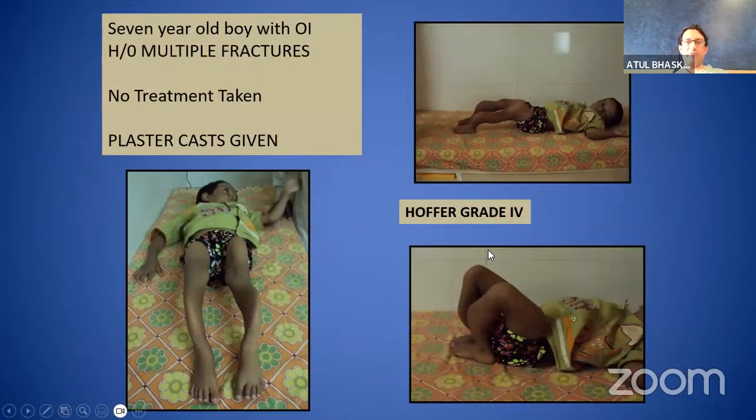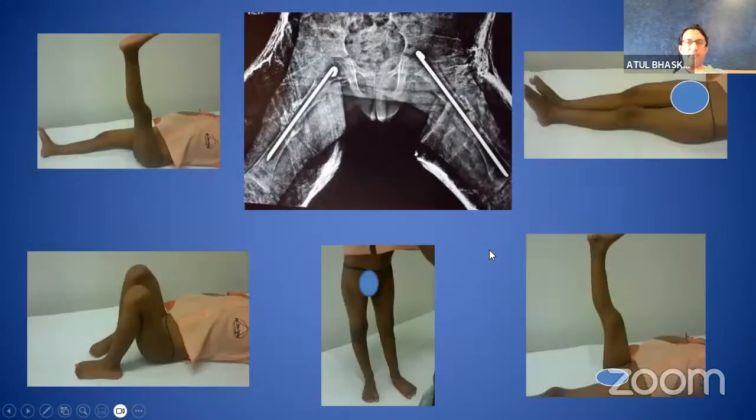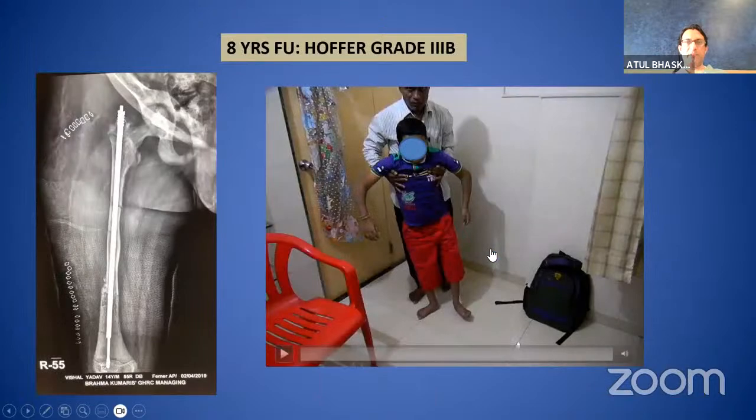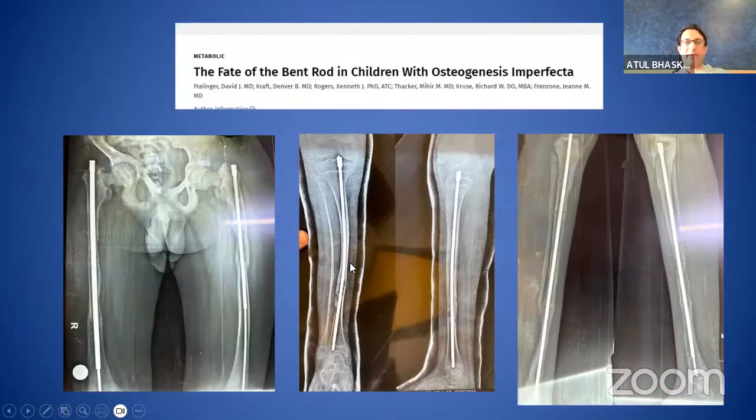Subsequent cases like these, we've got several of these now. They follow the same principles. You can get bent rods like these as well. When you follow up this length, this has been lengthened almost 6 centimeters. As long as it's lengthening, no need to worry.